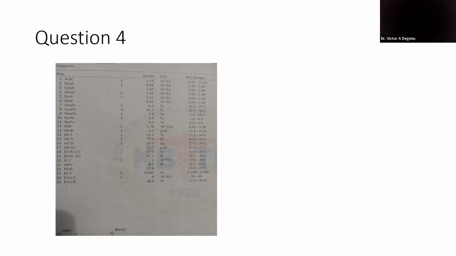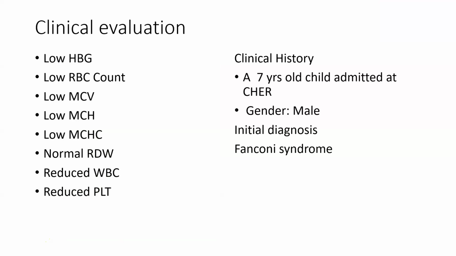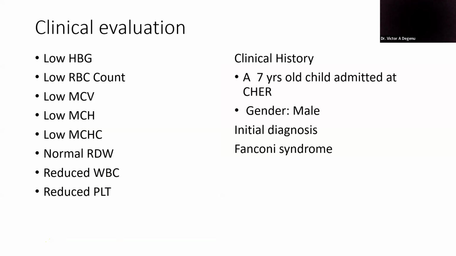With the results, with everything being low, and with only lymphocytes being normal, with relative lymphocytosis, I think it's a bone marrow problem relating to myeloid proliferation or something of that sort. Okay, you're not far from wrong. We look at it again. So low HB, low WBC count, low MCV, low MCH, low MCHC, normal RDW, reduced WBC, reduced platelet.